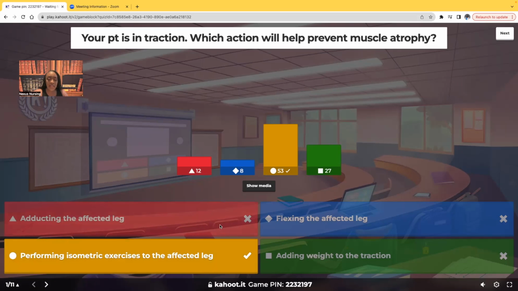Adduction of the leg, flexing the leg, and adding weight. You never add weight to traction. That weight on the traction is actually a prescription. But anyway, those other choices are not going to do anything to strengthen the muscle of the leg to prevent atrophy, but isometric exercises increase the tension and make the muscle stronger without actually causing movement, because the affected leg that's in traction should not be moving.